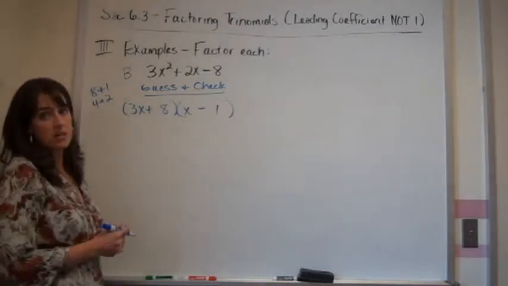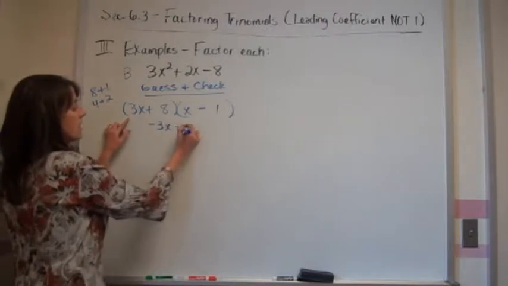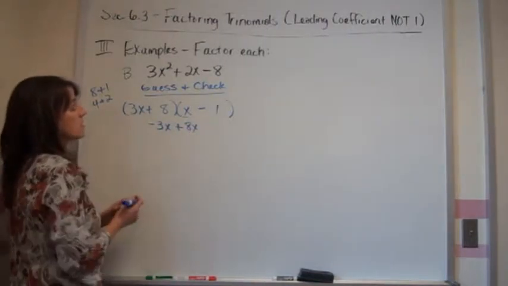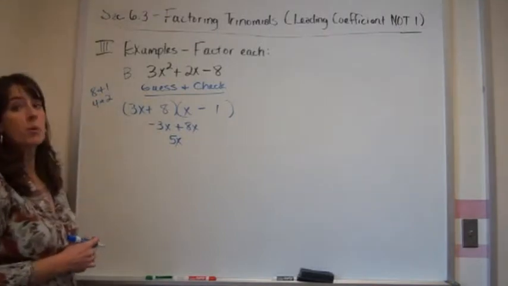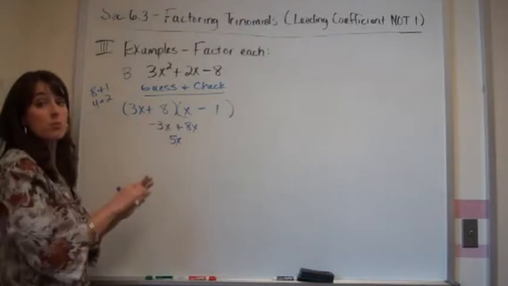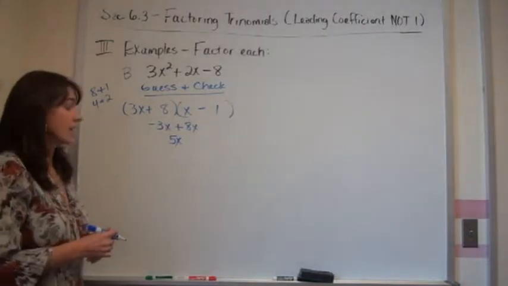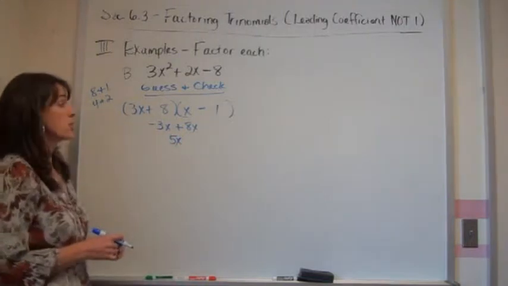Again, only outsides and insides is what you need to check. Out here I get a negative 3x. In here I get a positive 8x. Those combine to be a positive 5x. That's not right. Now remember, if it's right number, wrong sign, switch the signs. But if it's wrong number, switching the signs is not going to help because it will only turn this into a negative 5x. So I actually have to switch the numbers.